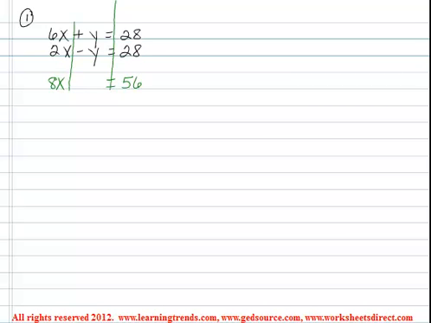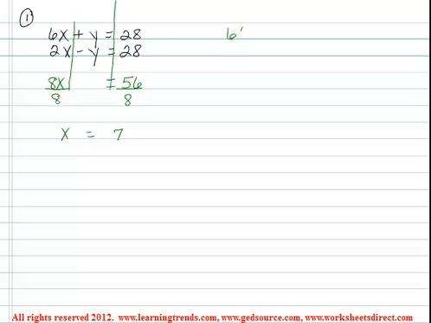So 8x equals 56. Let's divide each side by 8. And 56 divided by 8 is 7. So x equals 7. Now that we know what x is, we want to go back and solve for y. We can take that value of x and substitute it into either one of those equations. Let's go ahead and put it into the first equation.